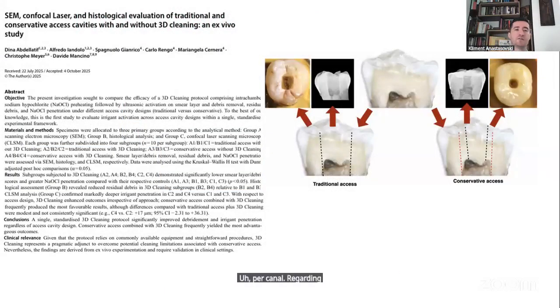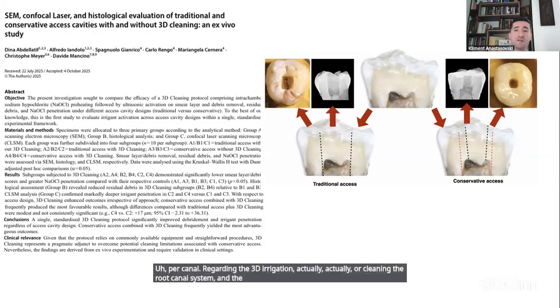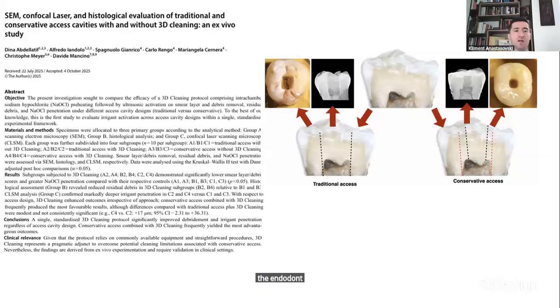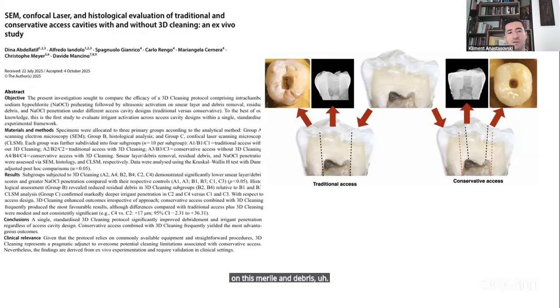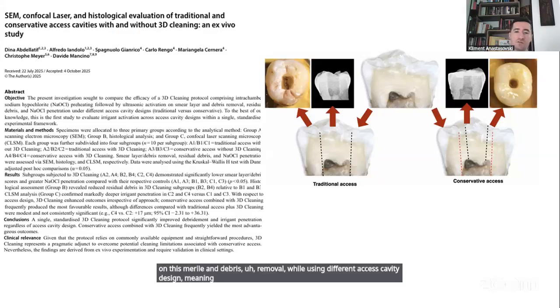Regarding the 3D irrigation, or cleaning the root canal system, and the minimally invasive way of shaping or conducting the endodontic procedure: in this study, which is very recent, from this month and this year, they compared the efficiency of the 3D cleaning protocol, meaning sodium hypochlorite with an ultrasonic activation device, on smear layer and debris removal while using different access cavity designs, meaning the traditional access cavity in some of the groups and conservative access cavity designs in other groups.